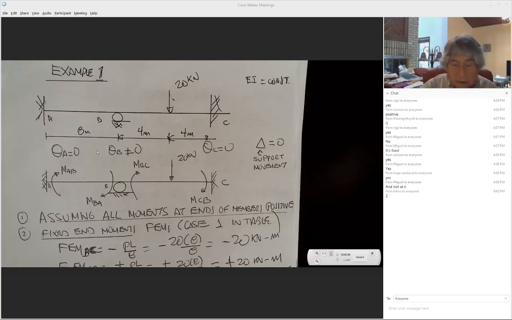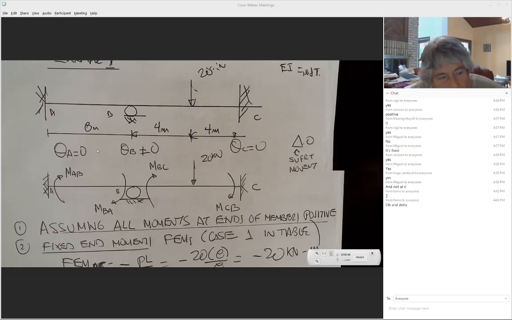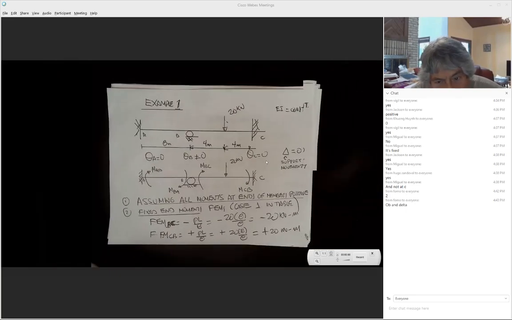Theta A, theta B. Theta B and what else? Say that again? Theta A and theta B, and delta. Okay. I don't want to tell anybody that you are confused, but look, theta A is 0. Theta B is different than 0, and theta C, and delta. What is delta here?